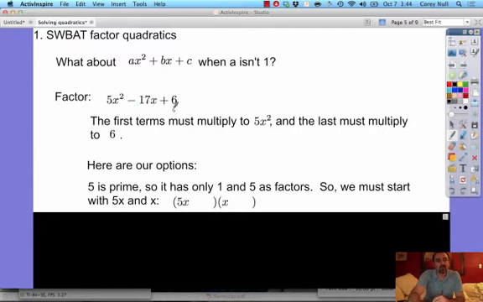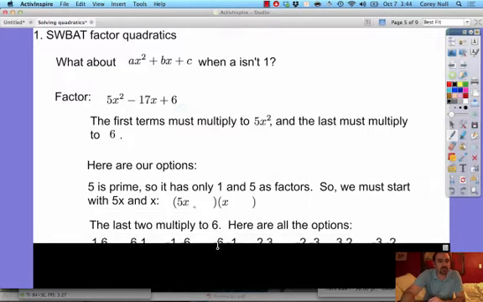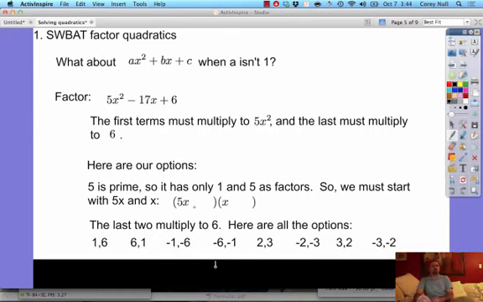And let's figure out what could possibly multiply to the last term. Well, it's a little bit more. It's not prime, so there are going to be a few more options. Here they all are. Oh my gosh. So it could be 1 and 6. Let me write this out. It could be 1 and 6. There's that one. It could be negative 1 and negative 6. Could be 6 and 1. It could be negative 6 and negative 1.